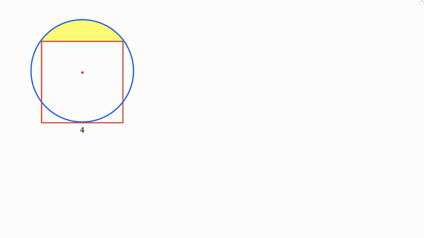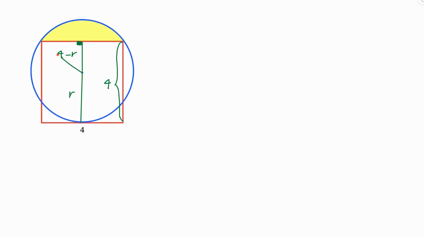Well, if I draw a line from the center to the circumference of this circle, we can call it R, and we know that this length is equal to this length, and we have 4 here and this segment is R, so make this segment 4 minus R, because it's parallel to this line, will be perpendicular to the top side of the square.